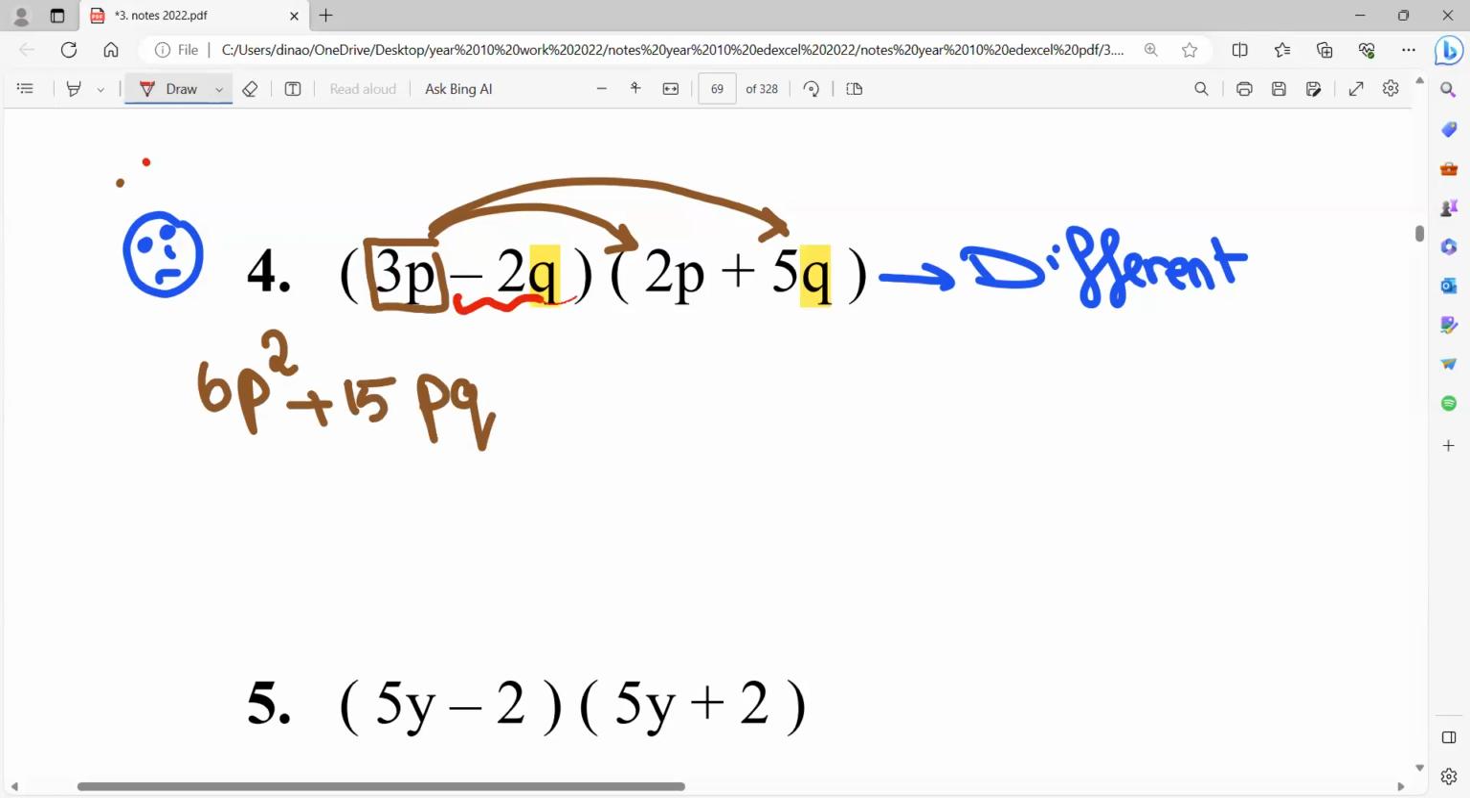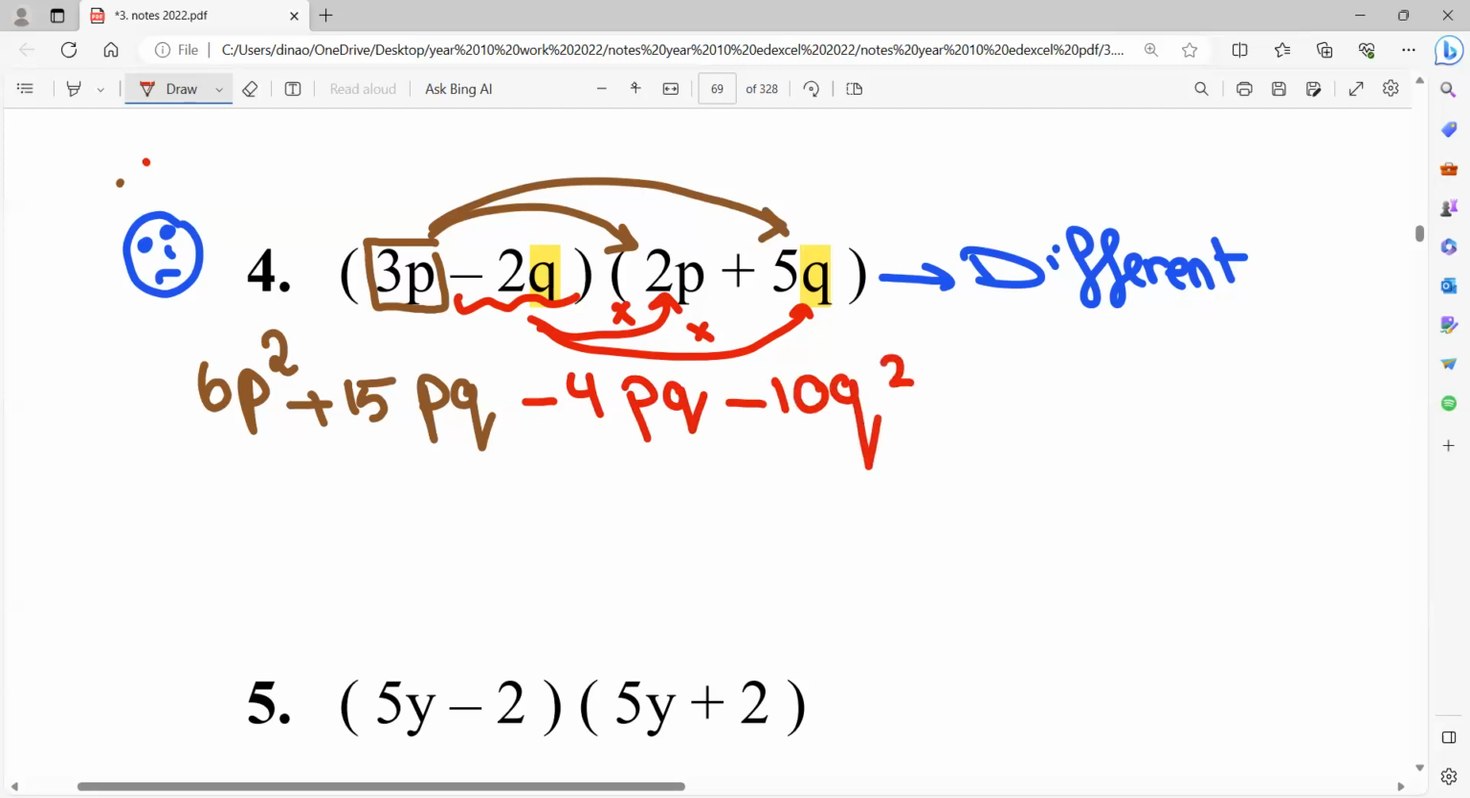And then I will take the second term, multiply here, multiply there. It is very important to be organized. Negative 2 times positive 2 is negative 4. P times Q is PQ, or as we said, if you write it as QP, it won't make a difference. Negative 2 times positive 5 is negative 10. Q times Q is Q squared.